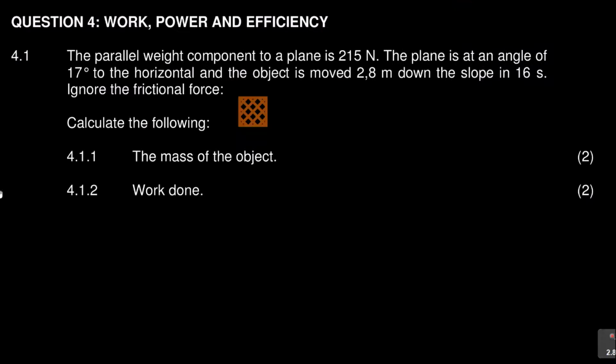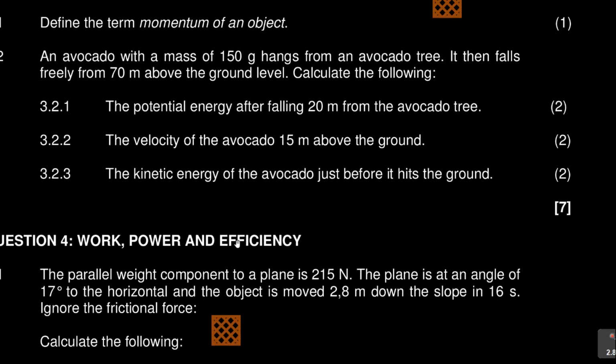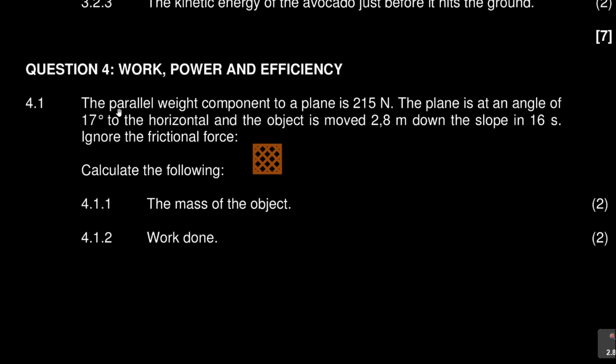All right. Let's look at the next question. So that was it. Question 3, 7 marks. Question 4. This section is on what? Work, power, and efficiency. Quick things now.